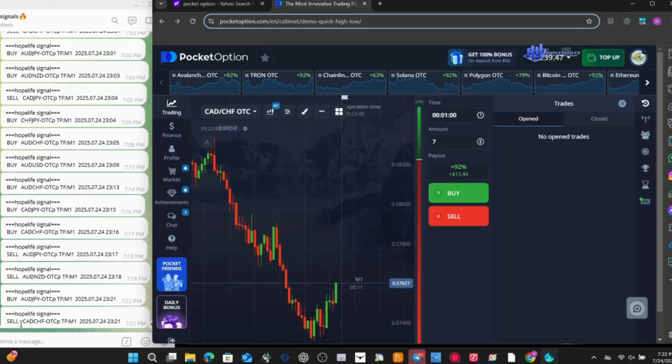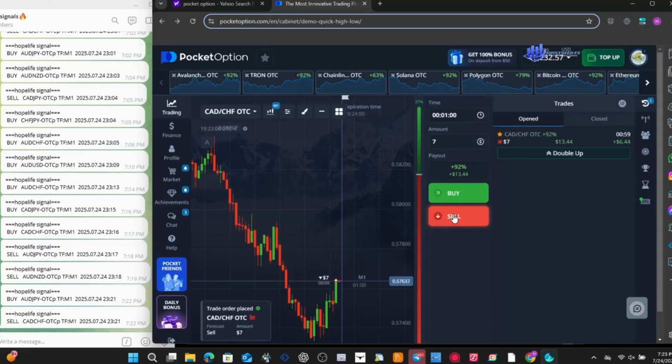We should enter the trade on the next candle. We will enter at 1 second of this candle to be on time. Remember, candle duration is 1 minute and trade duration is 1 minute. That's why we should enter our trade on time.